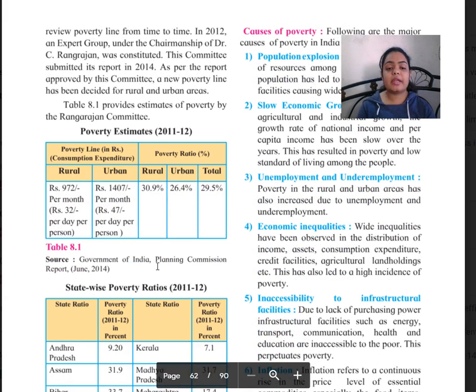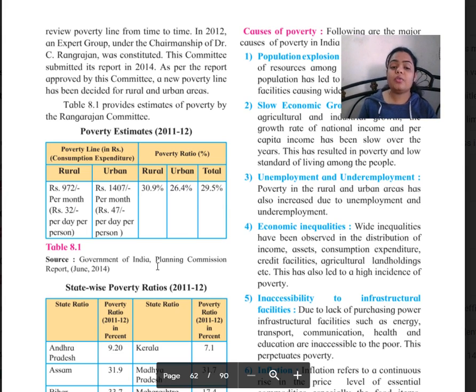Now, rural expenditure is rupees 972 per month. That is 32 rupees per day per person. And for urban areas, it is 1407 rupees per month and rupees 47 per day per person. So, the rural poverty ratio comes to 30.9%, and urban poverty ratio comes to 26.4%, and the total is 29.5%. So this was the estimate which was taken in 2011-12.